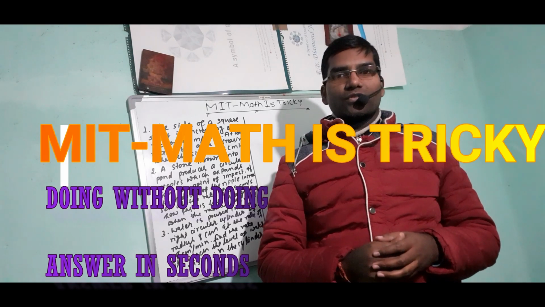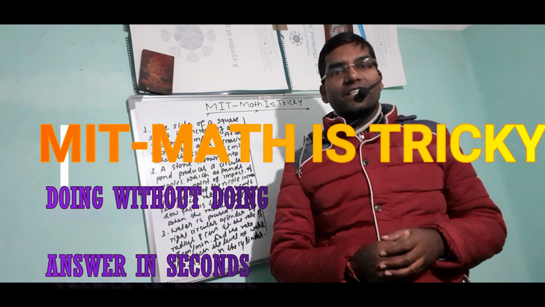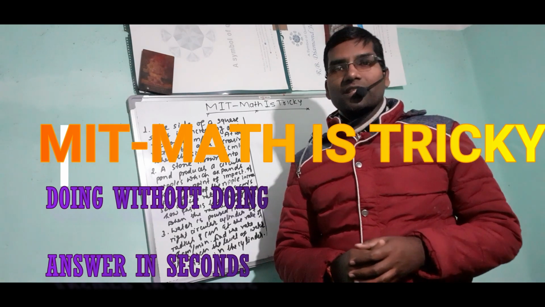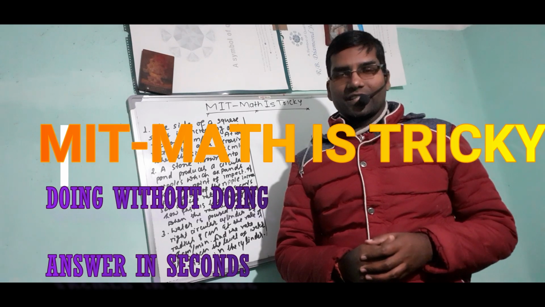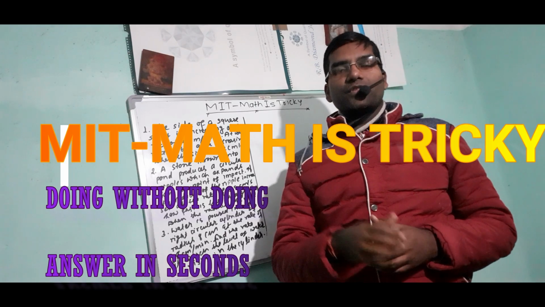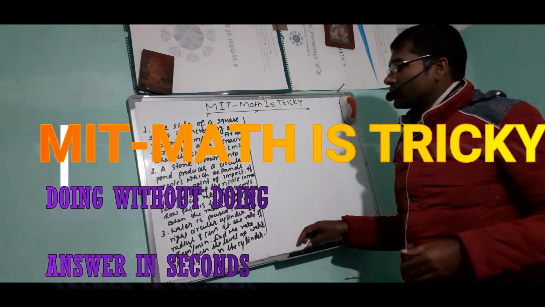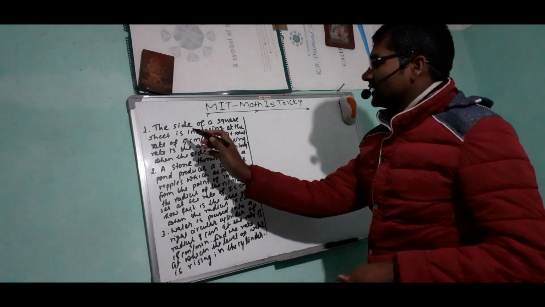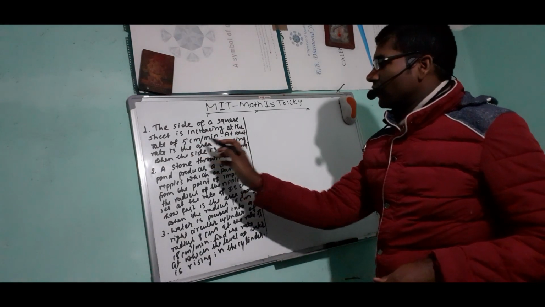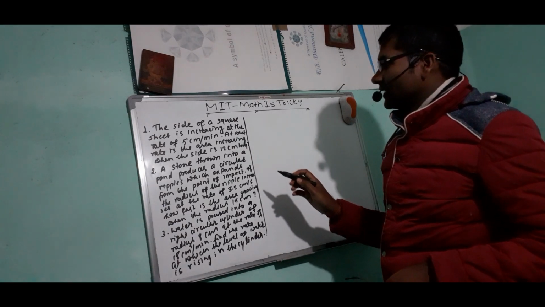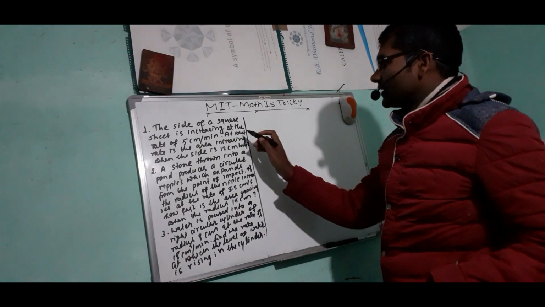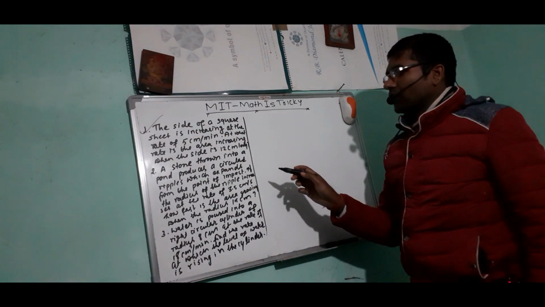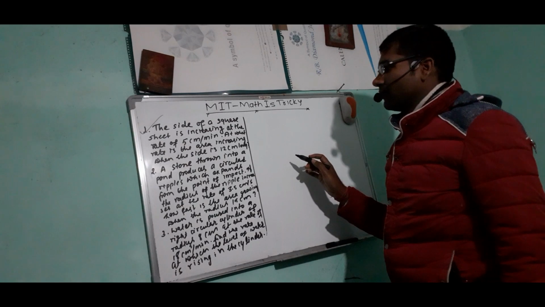In this video, I'm going to solve some problems related to application of derivative. I'll be solving some problems related to rate measurement. Okay, let's start today's video with the first problem. The side of a square is increasing at the rate of 5 cm per minute. At what rate is the area increasing when the side is 12 cm long?